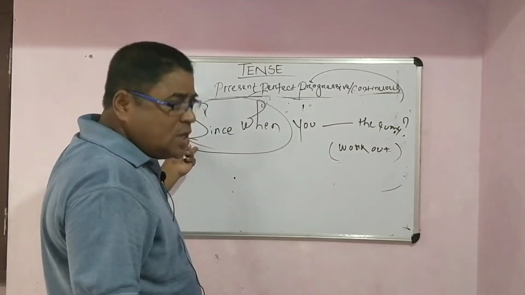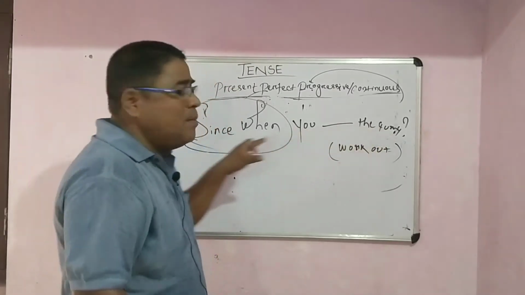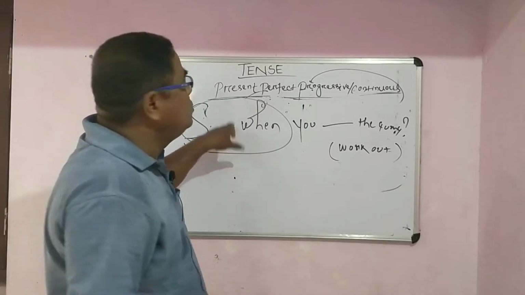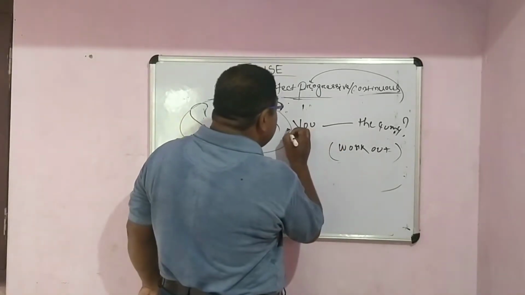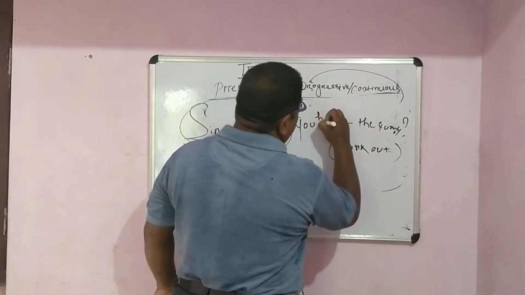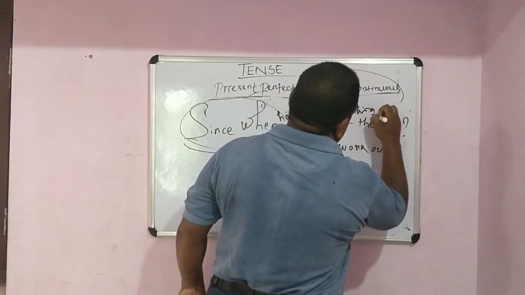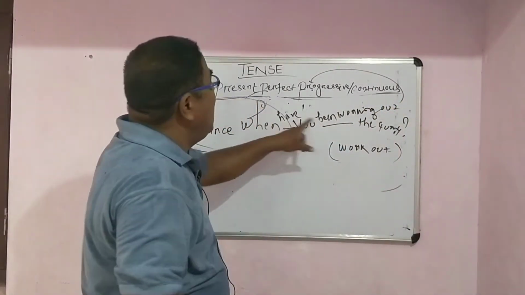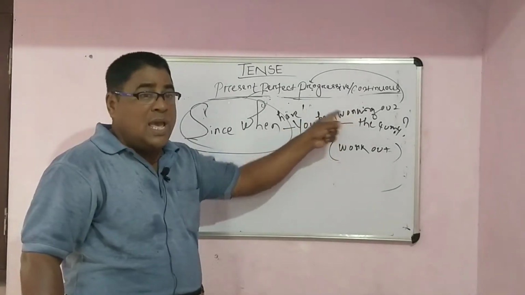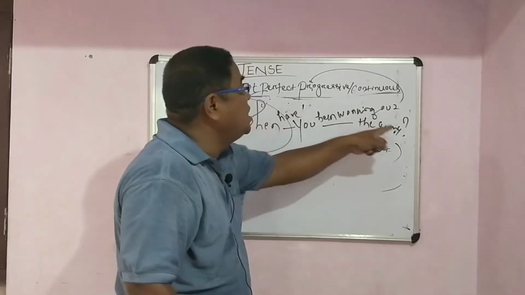So same choice. Only the change is that the sentence has been made interrogative by placing the interrogative since when in the beginning. So the same answer, but as it is interrogative, you use have, and in the second phrase use been working out. The answer is right: since when have you been working out the sums? Never use since when you have been working out. Rather, since when have you been working out, because we are in the WH interrogative pattern.